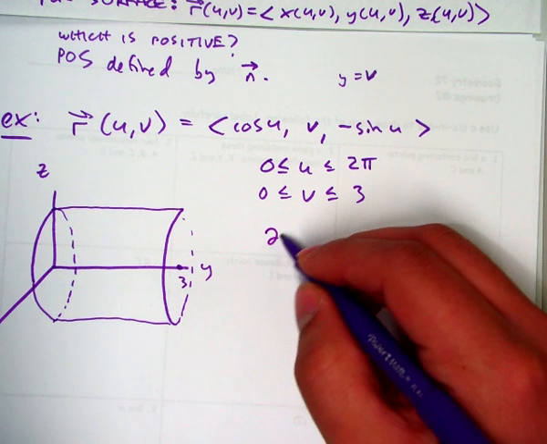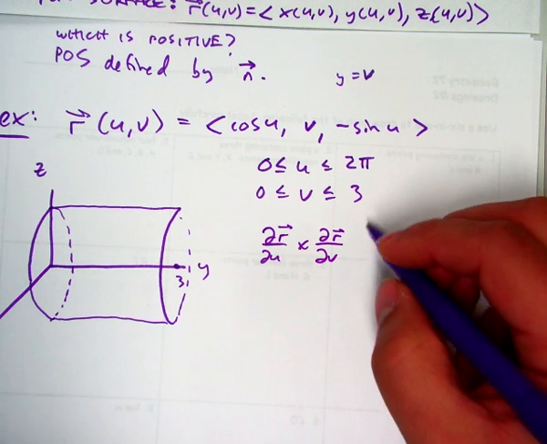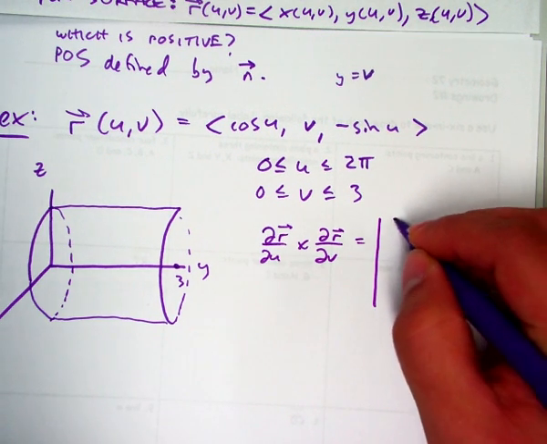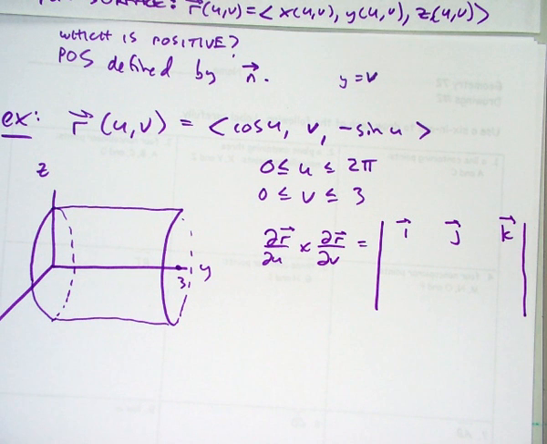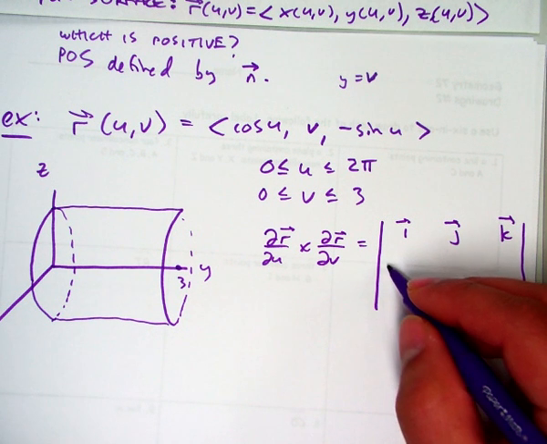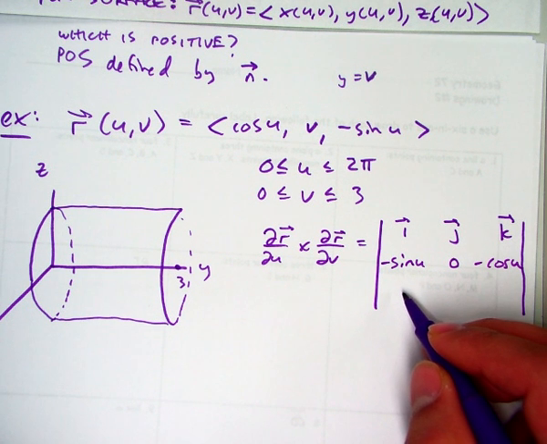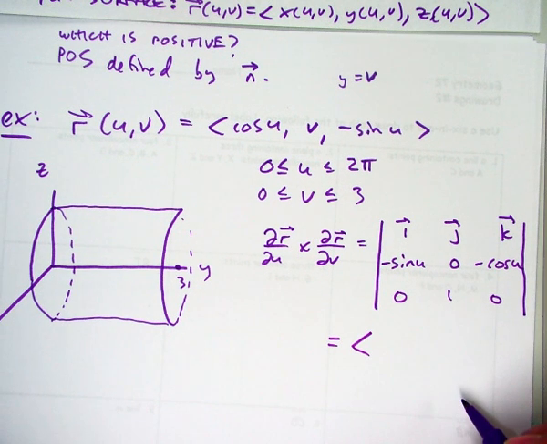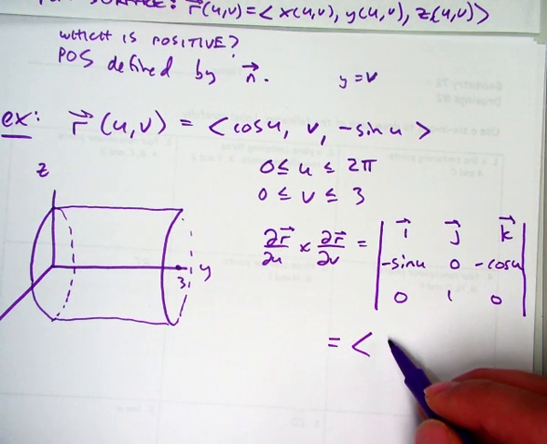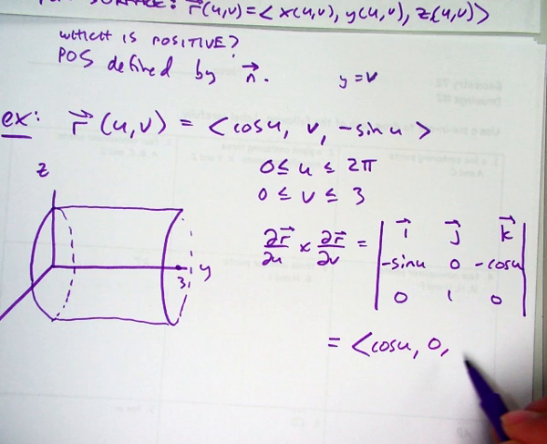Okay, so let's find the orientation. If we take partial r partial u crossed with partial r partial v, this will paint a picture and tell us which way the normal vectors are pointing at each point. So we can sketch one or two and get an idea for which way is positive and which way is negative. Partial r partial u will be minus sine u, 0, and then negative cosine u. Partial r partial v will be 0, 1, 0. So then we actually get the vector cosine u, 0, negative sine u.